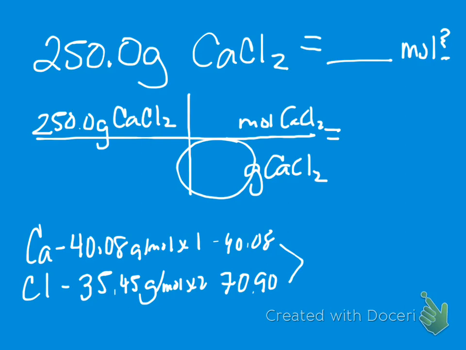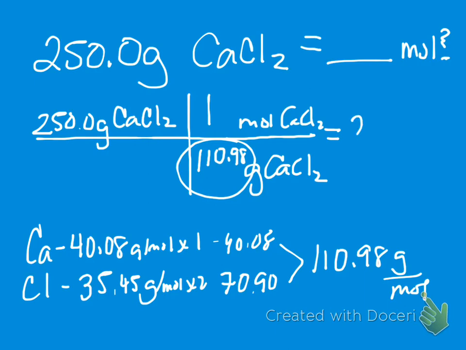Is that right? 35.45 times 2? Yeah, 70.90. Okay, plus 40.08. So we get 110.98 grams per mole. So 110.98 grams of calcium chloride per 1 mole of calcium chloride. And now it's just down to division: 250 divided by the number we just got.